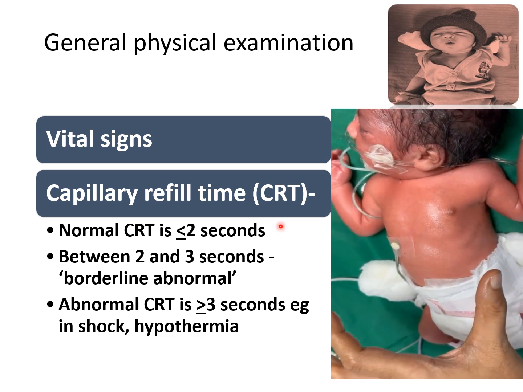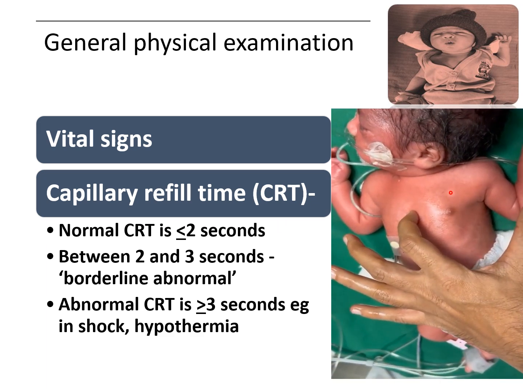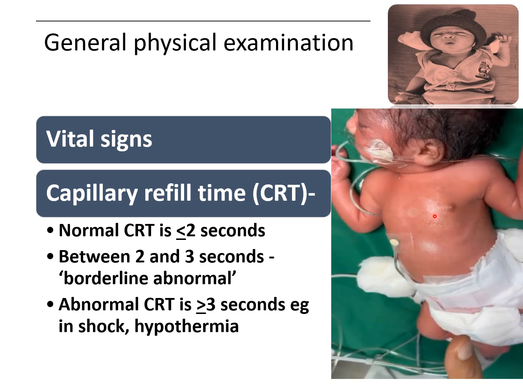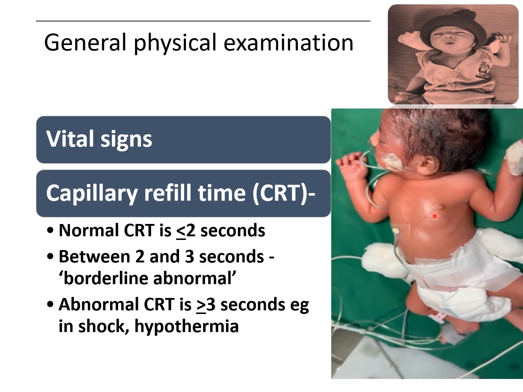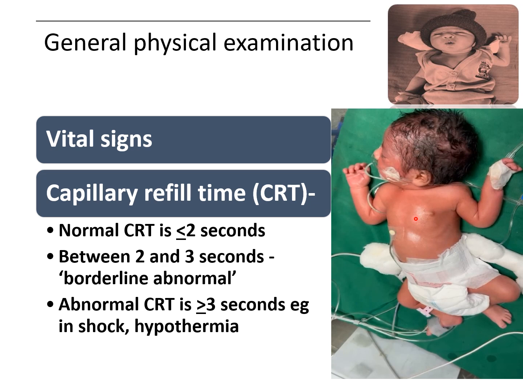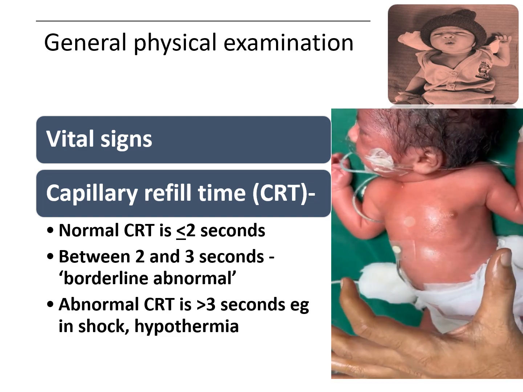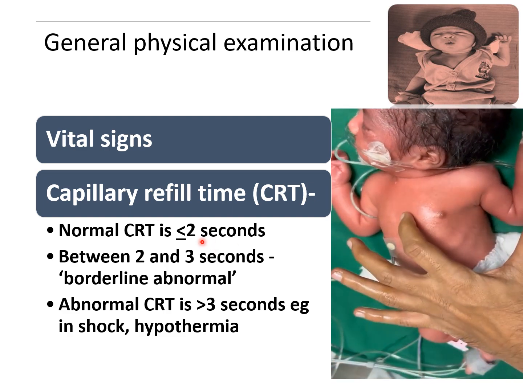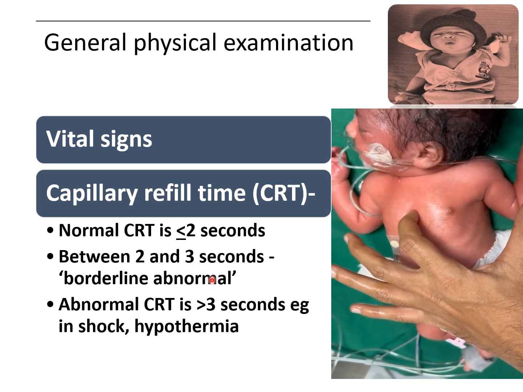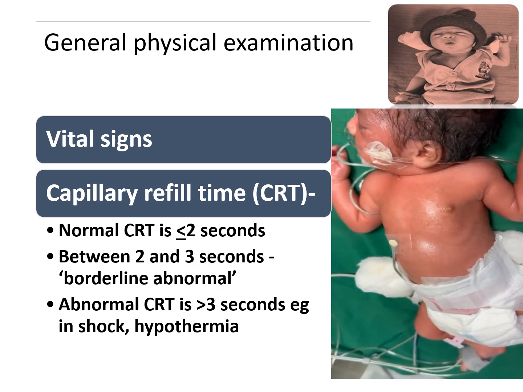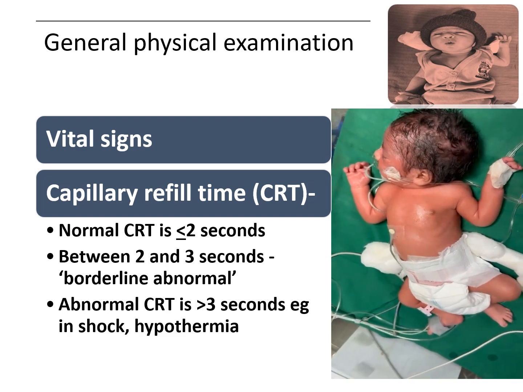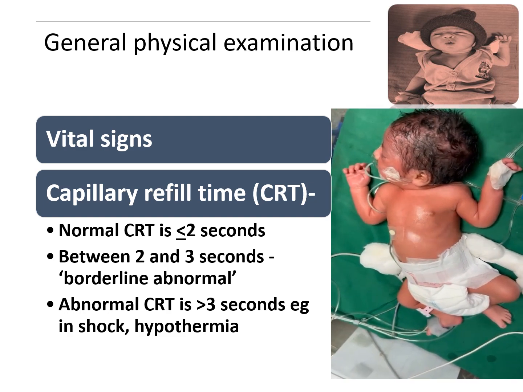Now the capillary refill time. Here in this video you can see we have to apply moderate pressure for 5 seconds over the chest to blanch the skin, and then we have to release the pressure and observe the time which elapses before the skin regains its normal color. Normal CRT is less than 2 seconds. Between 2 to 3 is borderline abnormal and more than 3 is considered abnormal, seen for example in shock or hypothermia.